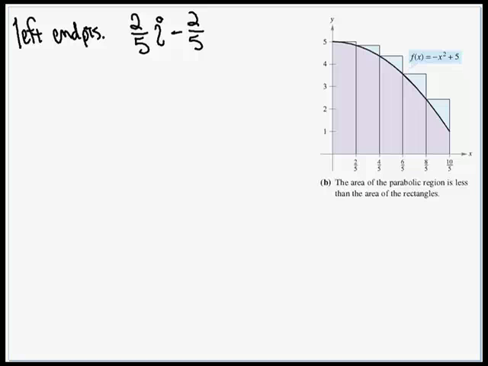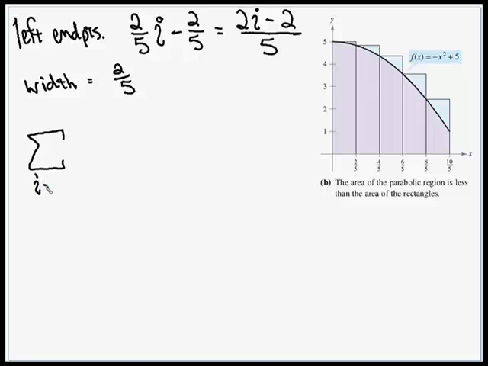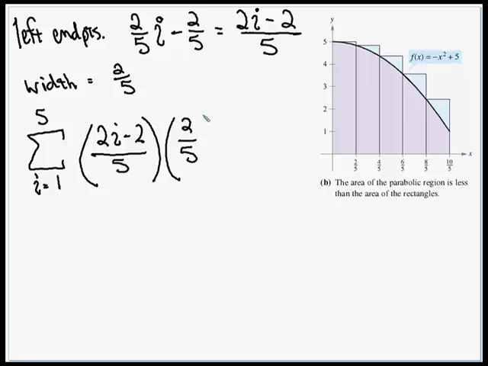So we have our left endpoints in sort of like a formula. And if we get this all with a single denominator, we already have our common denominator of 5. It's going to be 2i minus 2. So there's our left endpoints. Again, the width, or our delta x on the x-axis, is still 2/5. So to find the area of the rectangles, it is a summation from i equals 1 to 5 of the height of the rectangle, 2i minus 2 all over 5, times the width of each rectangle, 2/5.